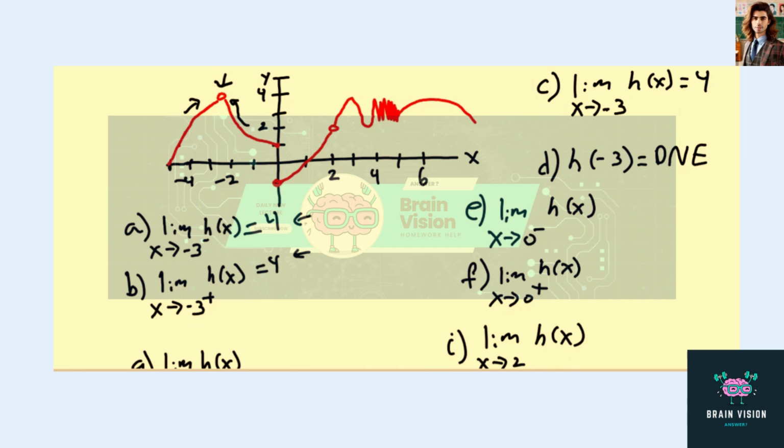Next one is the limit of this function as x approaches 0 from the left. So we're coming down this curve right here as we go to 0. So that is 1. Okay. Next, we have the limit of h of x as x approaches 0 from the right. The plus means from the right. That's down this curve. And that's going to minus 1.